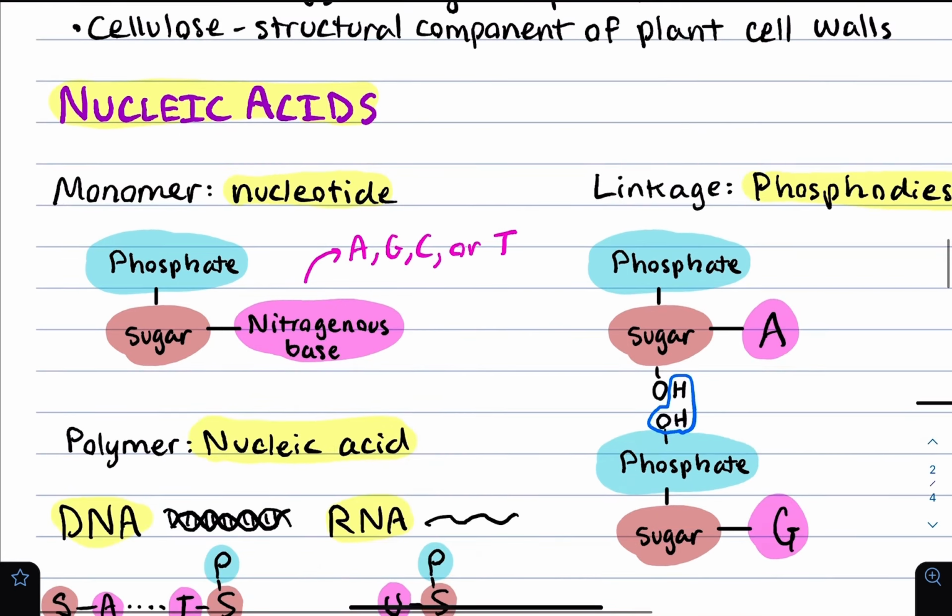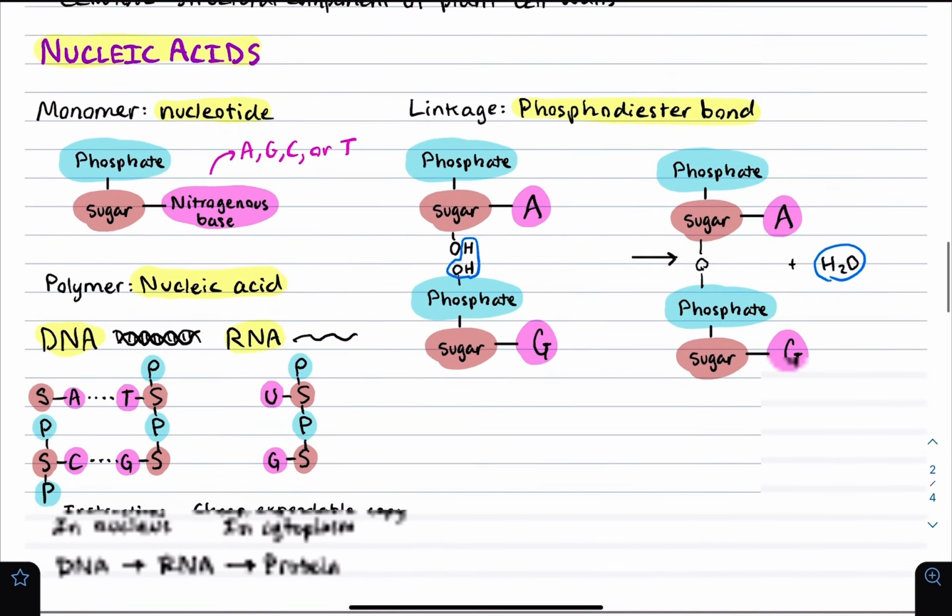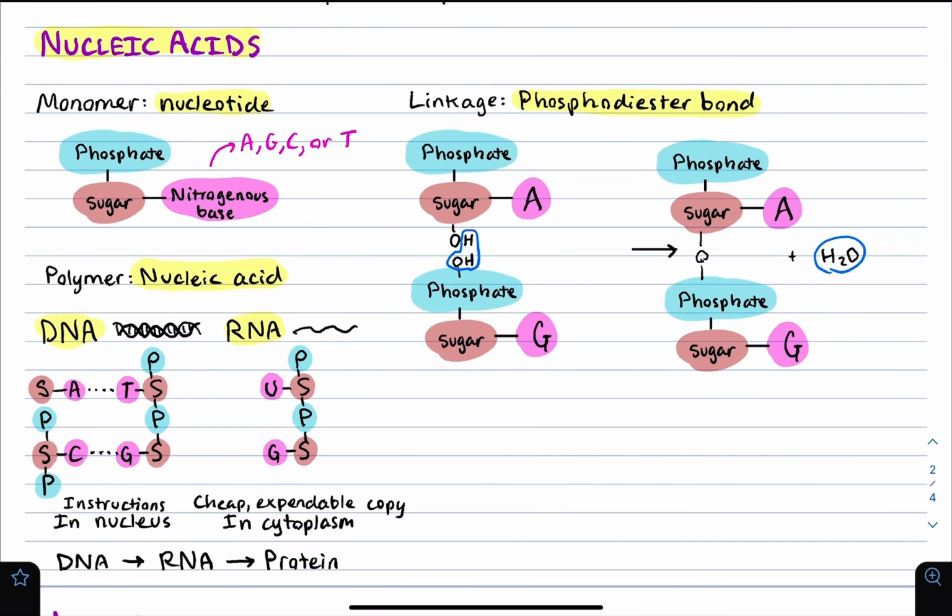Moving on to nucleic acids. Nucleic acids are DNA and RNA. Na stands for nucleic acid. So the nucleic acid is the polymer. The monomers are called nucleotides.